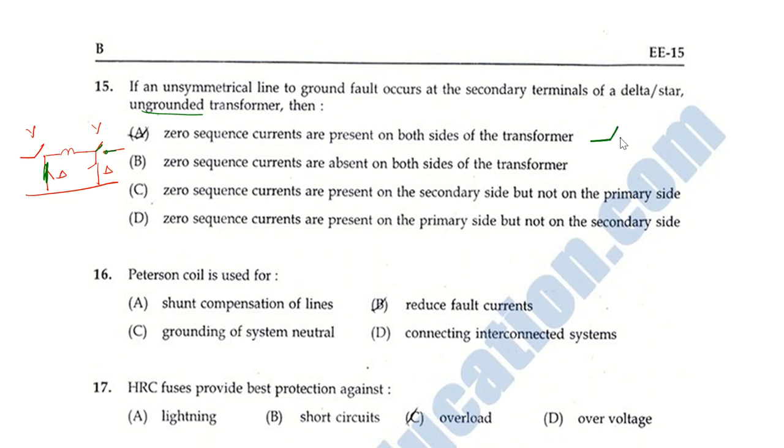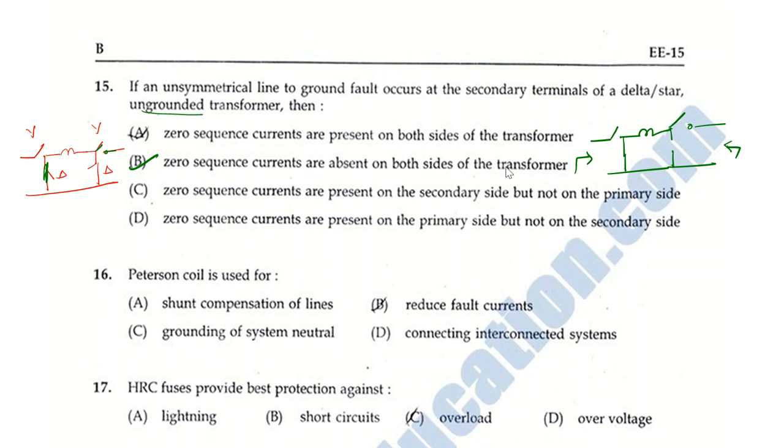Here we have the winding, and here it is short circuited. This will be open circuited and this will be open circuited. From the primary side it is open circuited, and the secondary side is also open circuited. That means the zero sequence currents are absent on both sides of the transformer. Suppose the star is grounded, then the zero sequence currents would be absent in the primary but present in the secondary. But here both are open, so zero sequence currents are absent on both sides of the transformer.